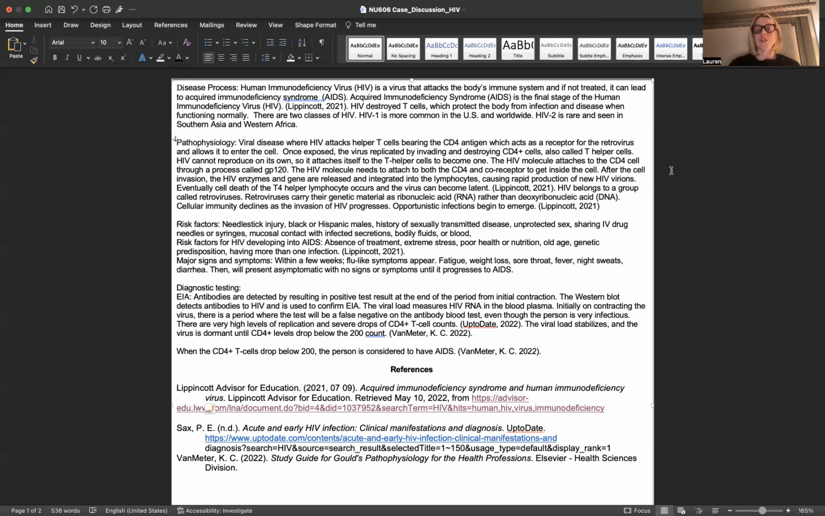The pathophysiology of HIV, or human immunodeficiency virus, is a viral disease where HIV attacks helper T cells bearing the CD4 antigen, which acts as a receptor for the retrovirus and allows it to enter the cell.